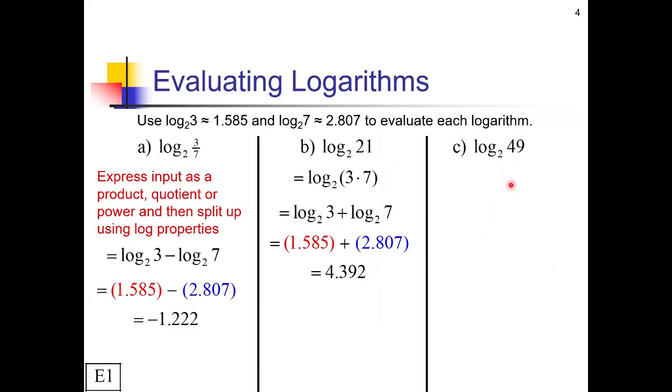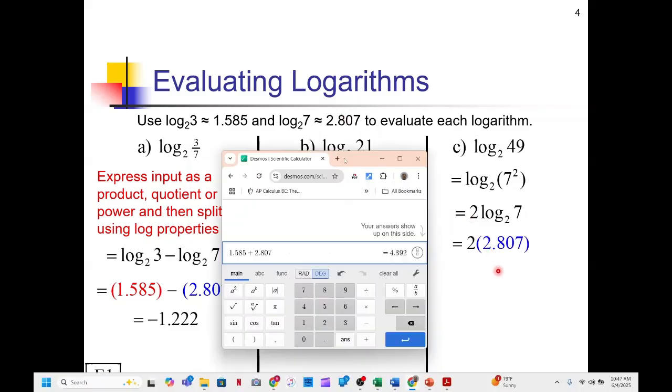Now for this last one, 49, how does 49 relate to 3 and 7? Well, it doesn't really have much connection at all with 3, but you might recognize that 49 is really 7 squared. And if we recognize that, we can use our pop-out rule to move this 2 out in front of the log. So we can write this as 2 log base 2 of 7. And now I can go to Desmos and do 2 times 2.807. So crunching those numbers on Desmos, that comes out to 5.614.